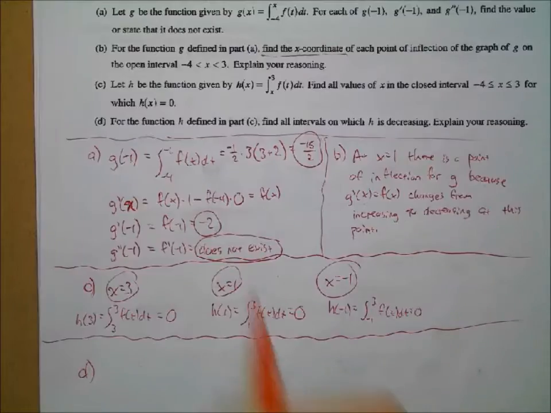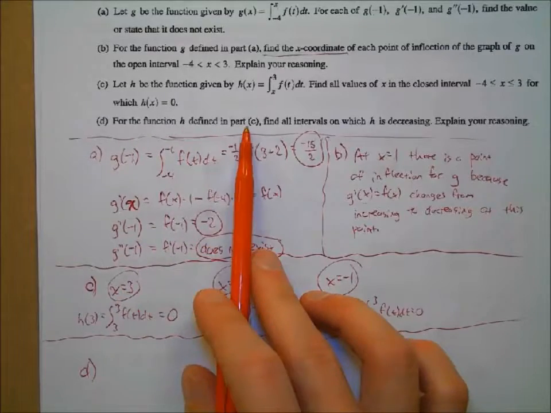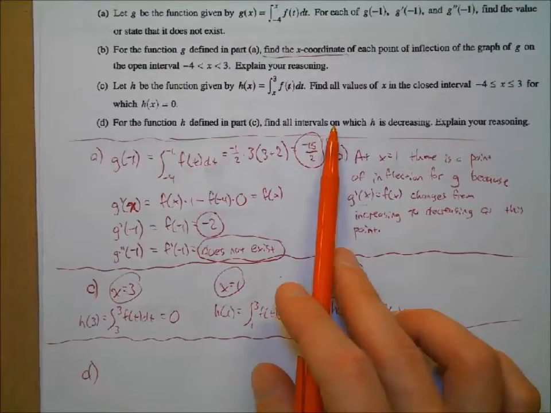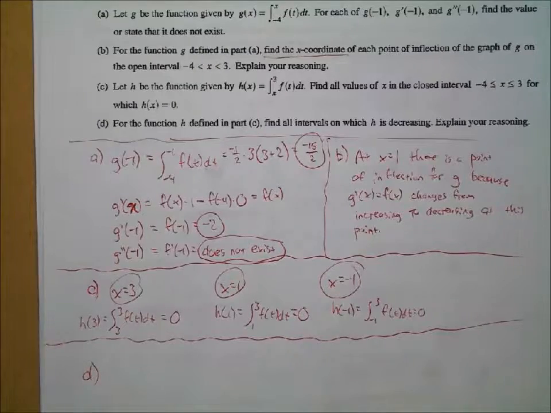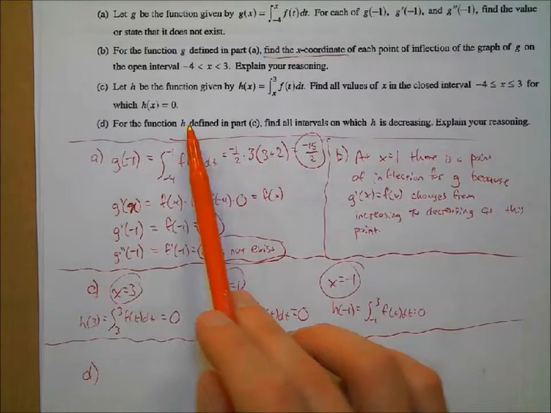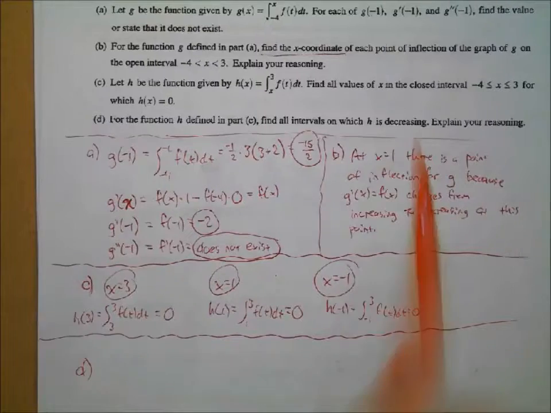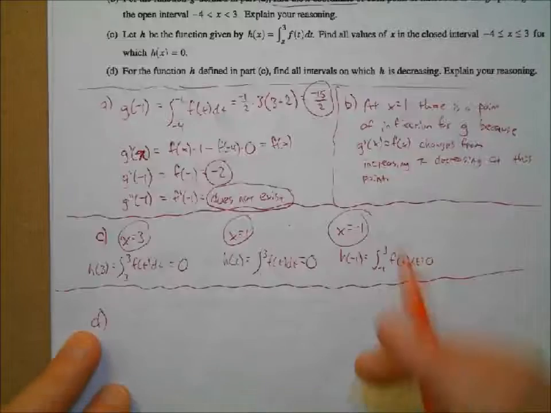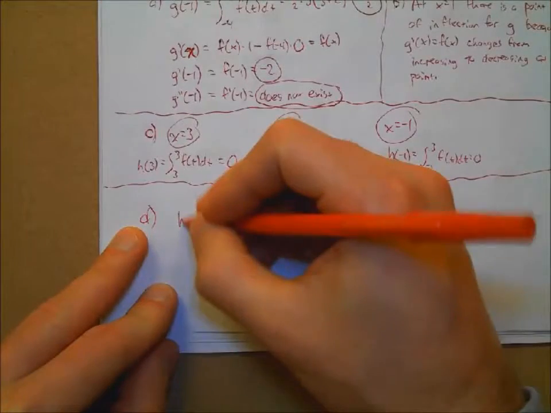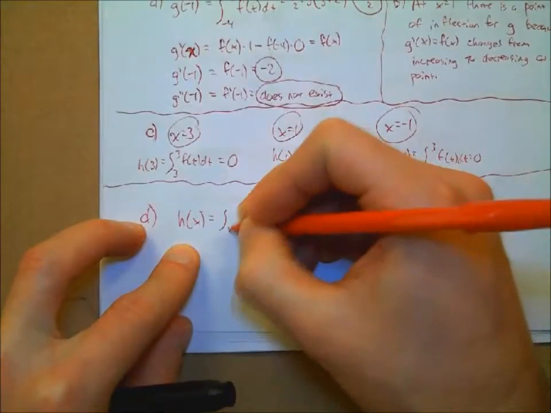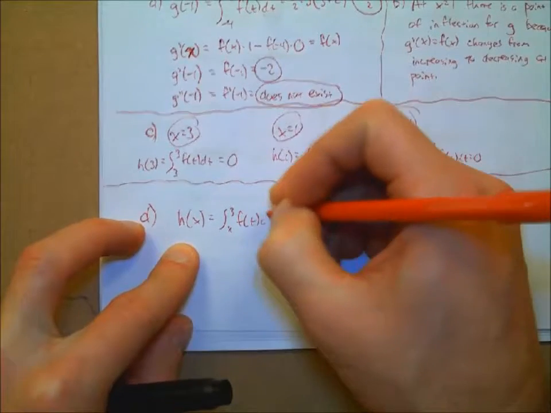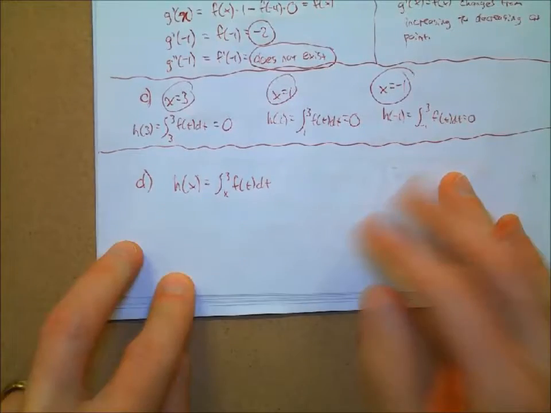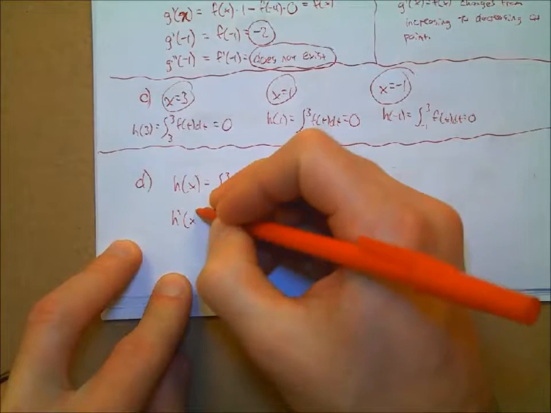All right, for letter D then, for the function h defined in part C, so we're still using h now, find all intervals on which h is decreasing. Explain your reasoning. Okay? How do we determine when a function is decreasing? What do we look at? Its derivative, right? And we want to know specifically when its derivative is what? Negative, right? Okay, so we're going to find the derivative of h of x here. So if h of x is the integral from x to 3 of f of t dt, okay, then h prime of x will be what?